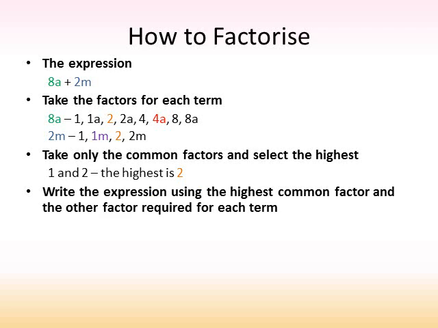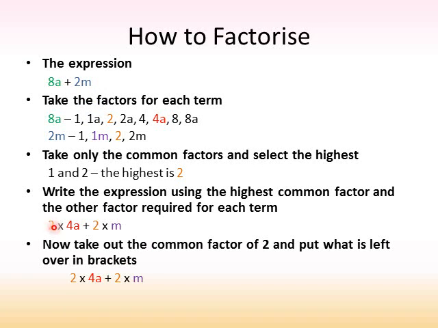Now, we will use this common factor to write the expression using the factors for each term. So, in this example, we write 8a as 2 times 4a, as 2 is our common factor, and we need to multiply that by 4a to get 8a. We then have the addition sign from our original expression, and then we write 2m as 2 times m, again 2 being our common factor, and m being what we need to multiply it by to get 2m.